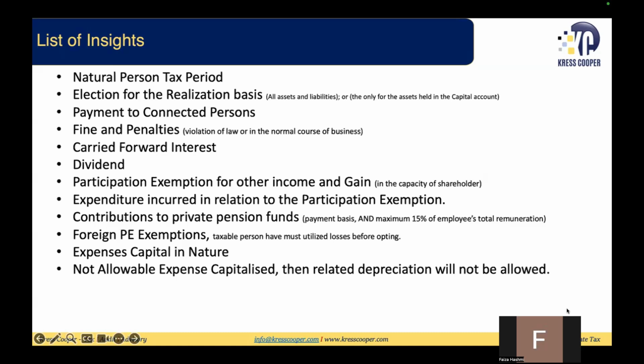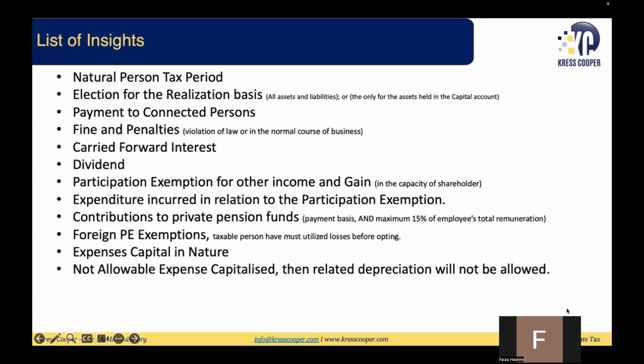So, a natural person's tax period. It has been given in the guide that a natural person will always have a tax period starting from 1st of Jan till 31st December. It doesn't matter whenever the company is registered or whenever you become taxable. Whether you are crossing the threshold of 1 million during the period, or setting up a company during the period, as a natural person you always have a tax period from 1st of Jan till 31st December.